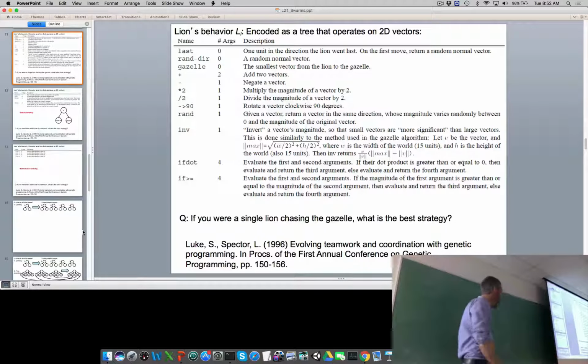Okay. So let's have a look at some of these other possible nodes in the tree. This one returns a random vector.